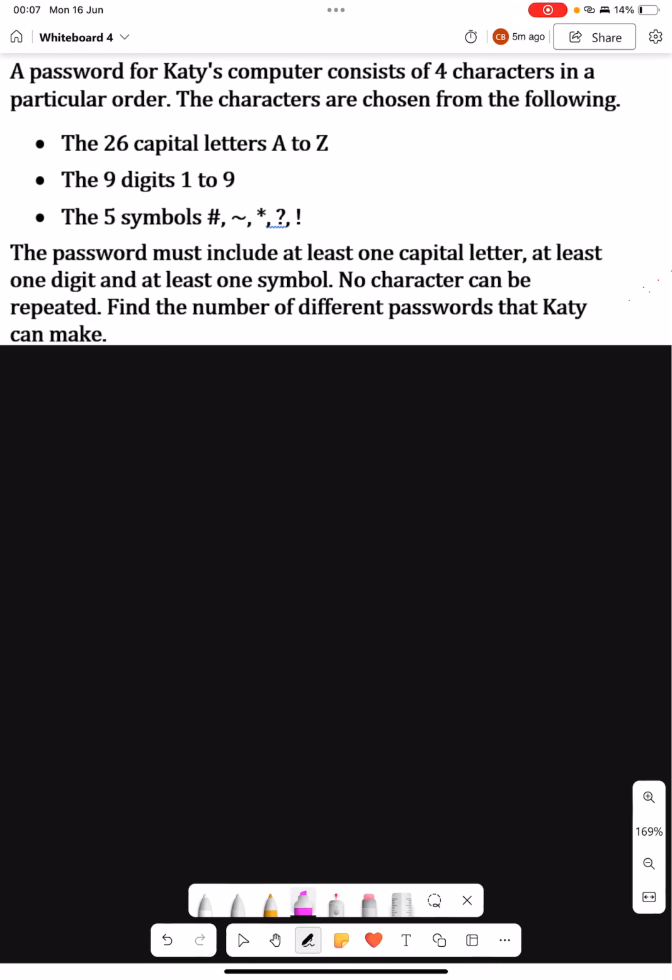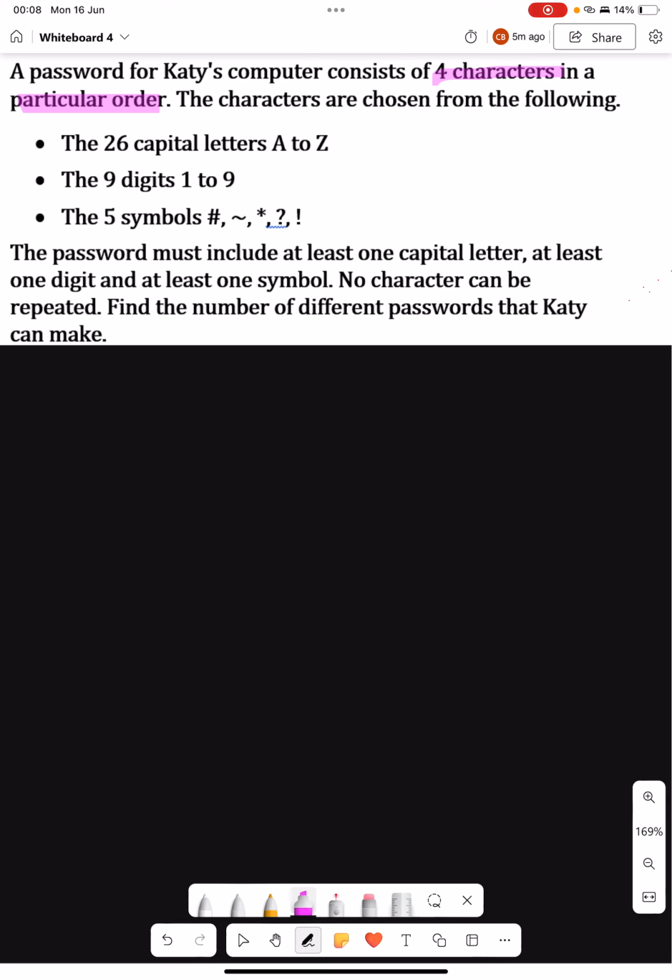A password for Kathy's computer consists of 4 characters in a particular order. So obviously, the order is concerned, we're going to end up using permutations. The characters are chosen from the following. We have 26 capital letters, A to Z, 9 digits, 1 to 9, and 5 symbols.